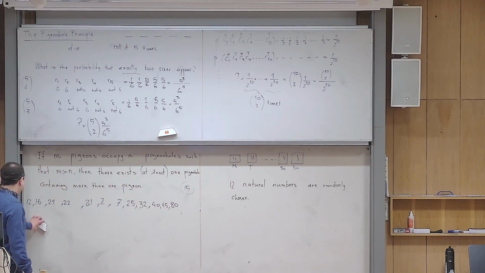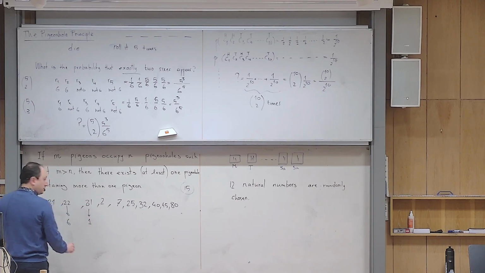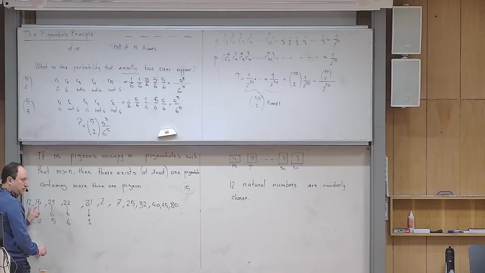Okay? So what is the remainder of this number by 8? It's 4. What's the remainder of this number by 8? 0. What's the remainder of this number by 8? 5. What's the remainder of this number by 8? 6. Sorry, what is that number? The remainder of the fifth number. 4, the fifth number.